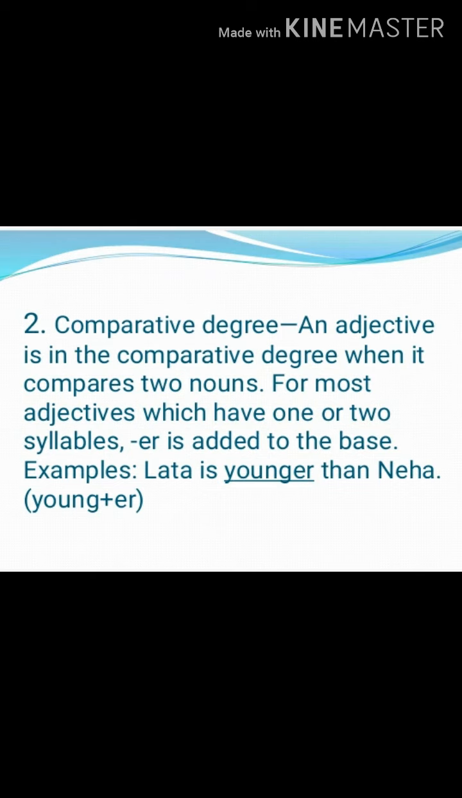Next comes the comparative degree. Means where the comparison is shown. An adjective is in the comparative degree when it compares 2 nouns. For most adjectives which have 1 or 2 syllables, er is added to the base form. For example, Lata is younger than Neha. Here we used er with the base.